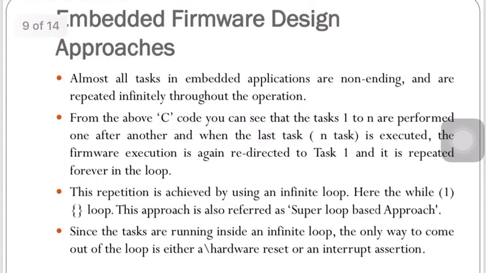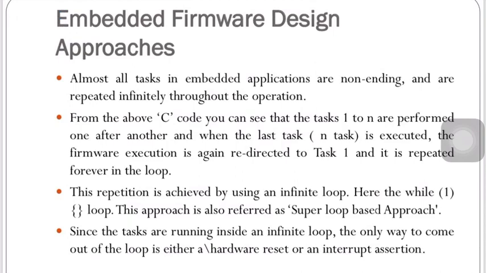From the above C code, you can see that tasks 1 to n are performed one after another, and when the last task n is executed, the firmware execution is again redirected to task 1. That is what we call a forever loop. This representation is achieved by using an infinite loop, written as while(1), so it is always true and it will continuously stay in that loop. This approach is referred to as the super loop based approach.